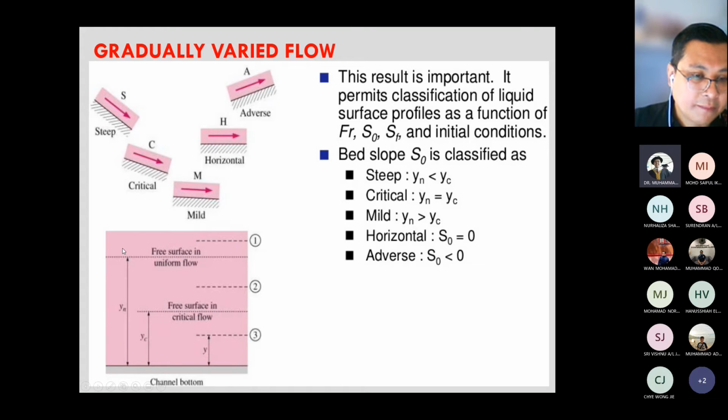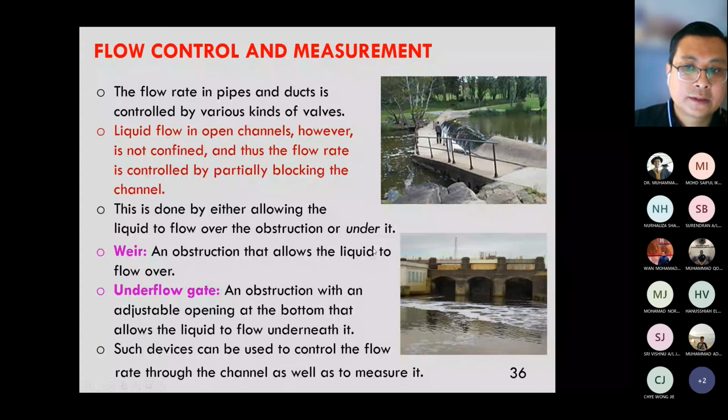Okay, you can see, based on the depth of the channel, the condition of the flow surface varies. So we can see we have three layers here. The first layer may be uniform flow, the second layer is maybe changing flow, another flow condition, critical flow, and then how about near to the bottom? So it is kind of like an onion. We can describe the condition of each layer; the conditions are different. Flow control and measurement.